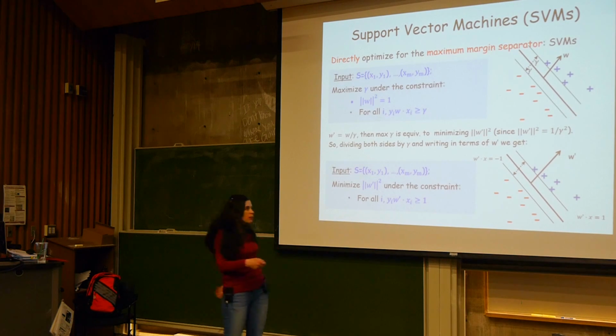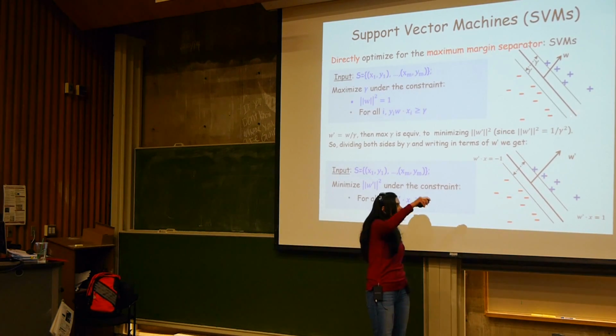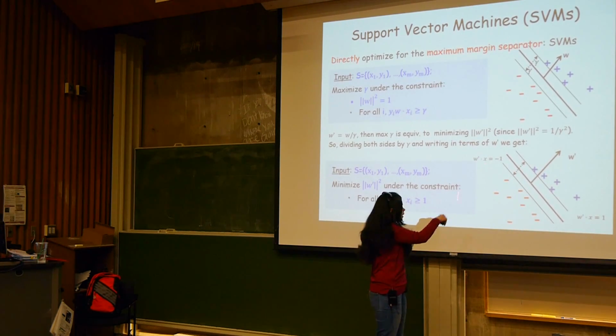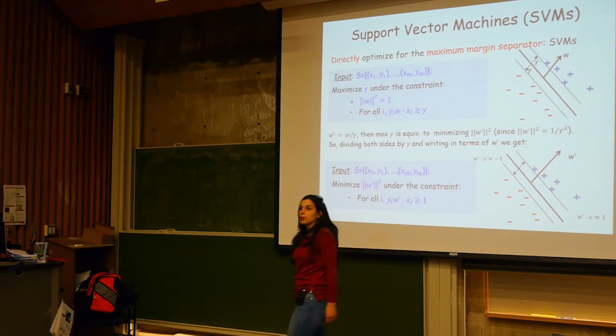I'm still assuming that I can push all the positive examples on this side of this plane given by W prime dot x equals 1, and I can push all the negative examples on this side of this other hyperplane.